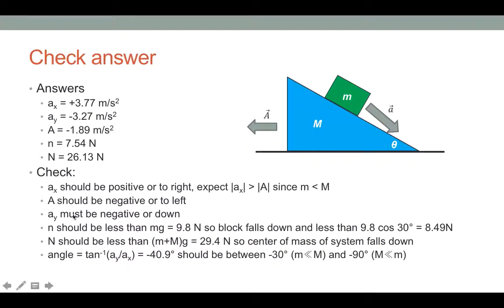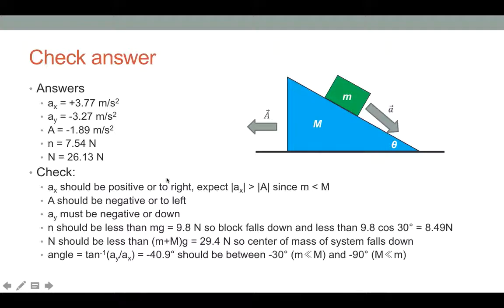What you should get for our answers are: the acceleration of the block in the x direction is 3.77 meters per second squared. Its acceleration in the y direction is negative, which is what it should be, 3.27 meters per second squared. The ramp will be accelerating in the opposite direction at 1.89 meters per second squared. The normal force right here between the block and the ramp will be 7.54 newtons, and the normal force between the ramp and the ground will be 26.13 newtons.